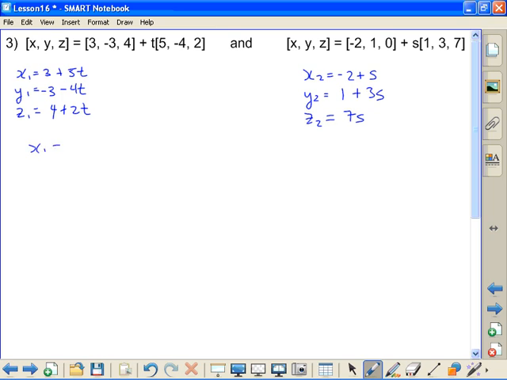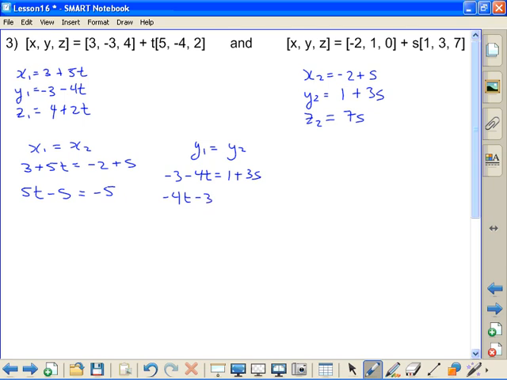So again, we compare our x values, and what we end up with is an equation involving the 2 scalar values from the equation. So it's going to look like this, 5t - s = -5. Then I'm going to have y1 equals y2. So -3 minus 4t equals 1 plus 3s. So let's go -4t minus 3s equals 4. I have 2 equations. Those 2 equations, I'm going to use elimination in order to find the values of t and s.